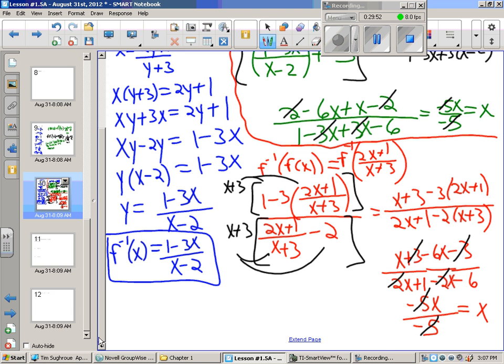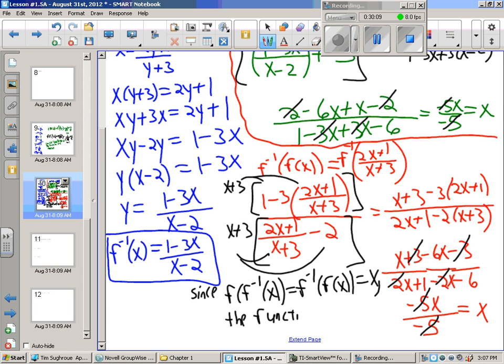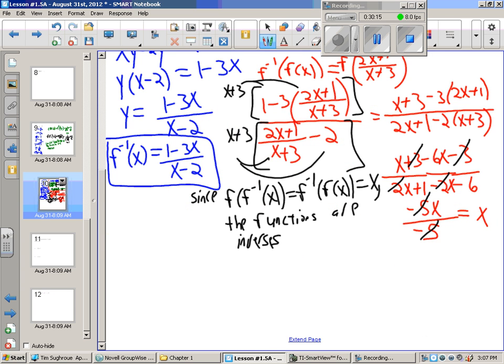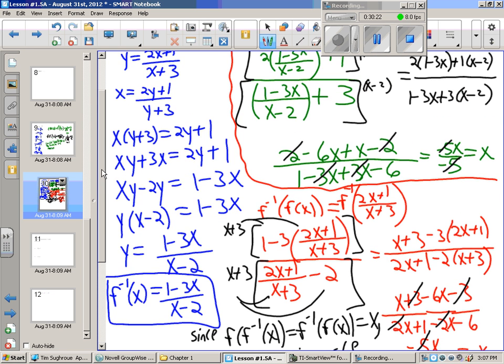We make a summary statement, f of f negative 1 of x equals f negative 1 of f of x equals x, and we want to say since the functions are inverses. I will do it every time in class. You need to make sure you do it in your homework. Okay? It's a lot of writing, I know. Try to go back up to see it.